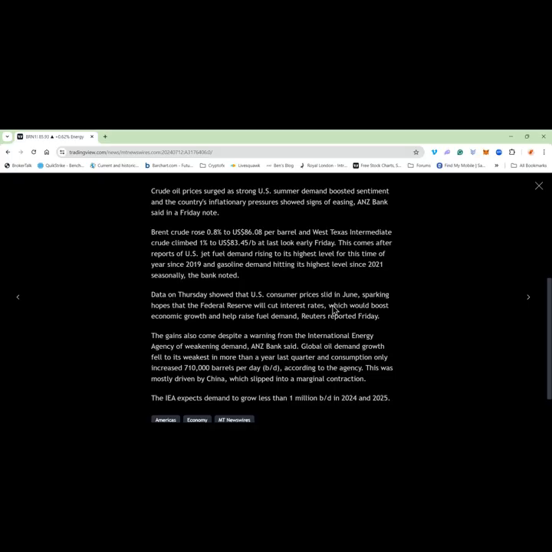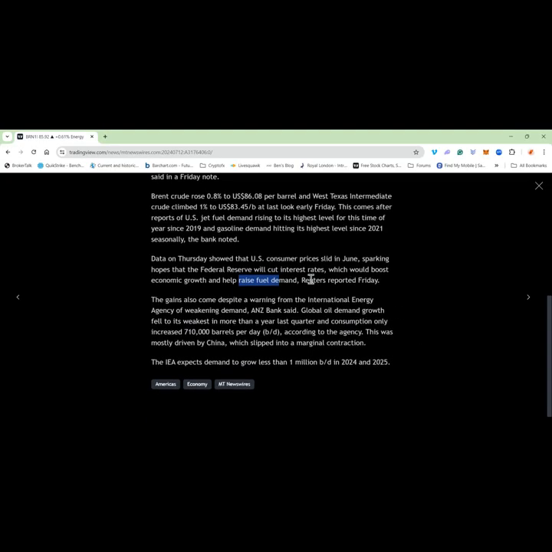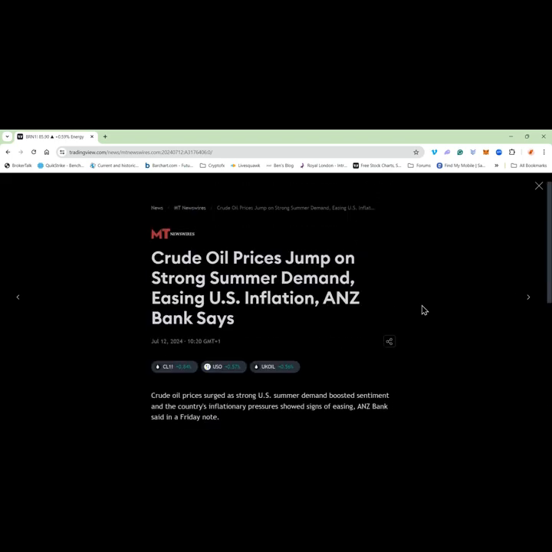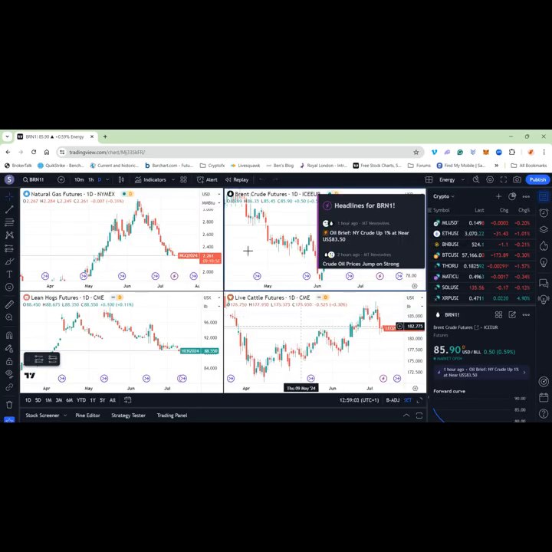So this also talks about those consumer prices yesterday that came out, the figure, because then that's going to lead to a Federal Reserve rate cut, boost economic growth, help raise fuel demand. There you go. And that came from Reuters. So that's a news service. You have kind of a few main news services that TradingView pulls from. Reuters is one of them. Bloomberg is another one. Market News International is another one. And then Twitter, a lot of it comes from Twitter, or X as it's now known. So there we go. We can get good news from any of our charts.